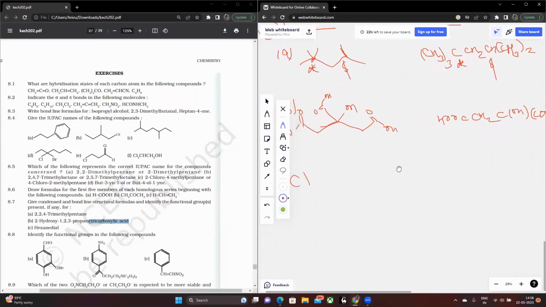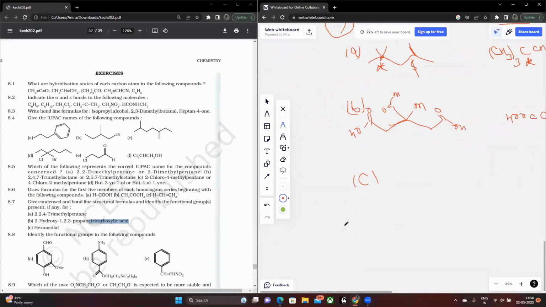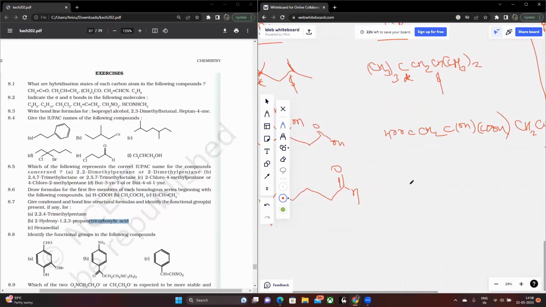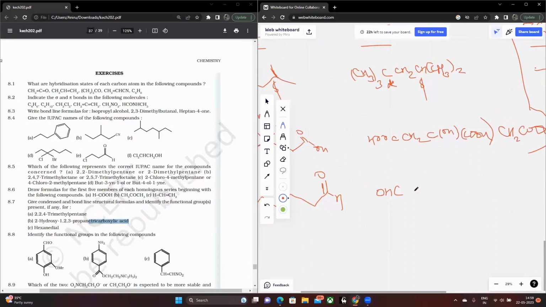Your functional groups. And finally, coming to C, that's hexanedial, that is 1, 2, 3, 4, 5, 6 hexanedial. It's a CHO over here, a CHO over here. Right? Hexanedial. This is basically CHO, CH2 four times.